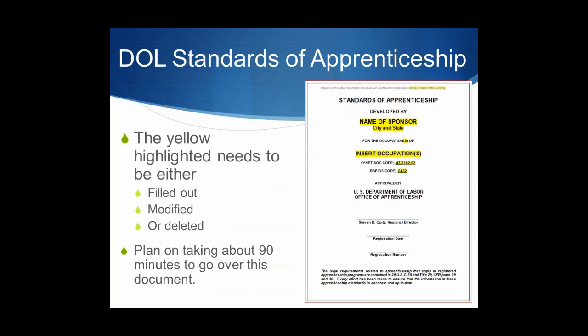Now the big document. I'm not sure how many pages it is, but it's several pages. And this is the one that describes your standards for apprenticeship to the Department of Labor. So when you look at this document, the one that Travis sent out, you will see a bunch of highlighted yellow items. Those were highlighted by the Department of Labor. And what they're telling you is anything that's yellow, you either have to complete it, fill it out, modify it to your liking, or delete it completely.